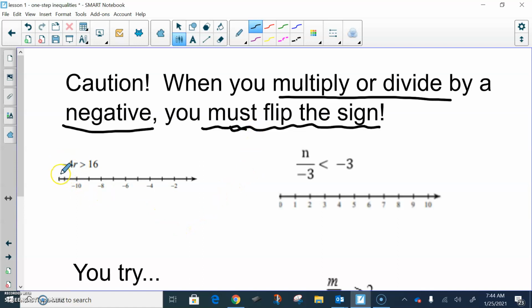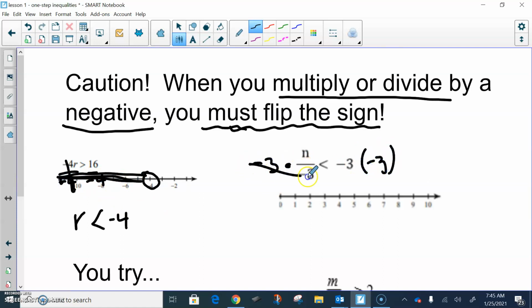So this one, they're multiplying by negative 4, so we divide by negative 4. No big deal. And that's negative 4, but be careful because we're dividing by a negative. We've got to flip that sign. So we're going to have an open circle, and we want all numbers that are less than negative 4. This one, they're dividing by negative 3, so we know we're going to multiply by negative 3. Boom, we get n by itself. We get a positive 9, but we have to remember to flip that sign. So we want all numbers that are greater than 9.